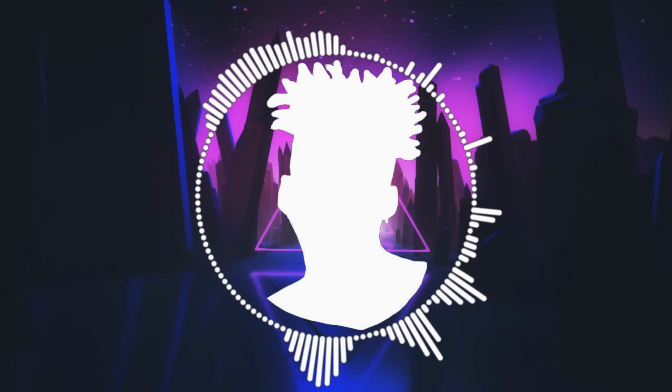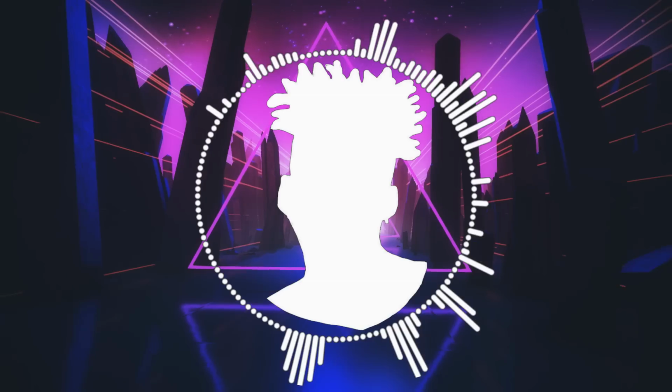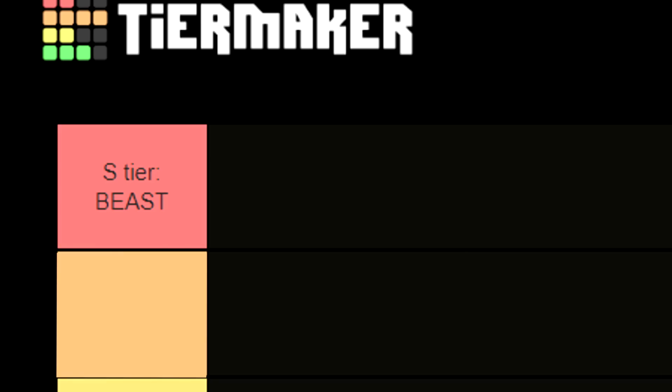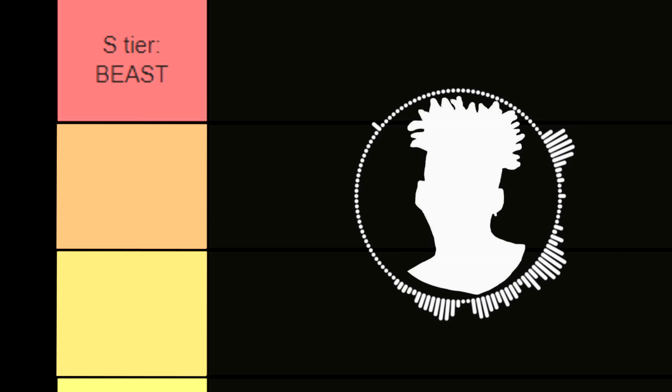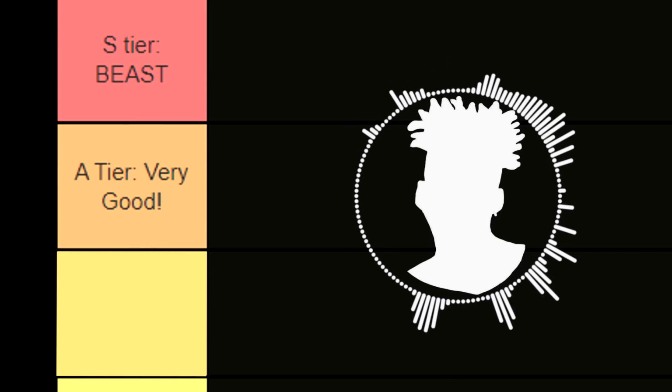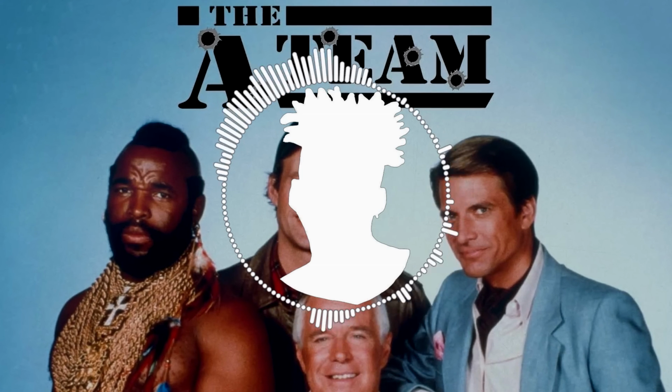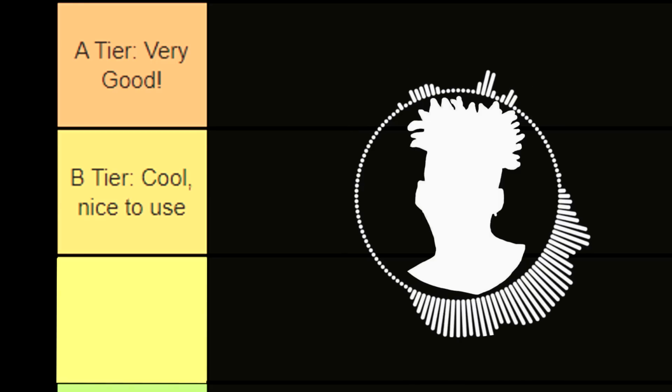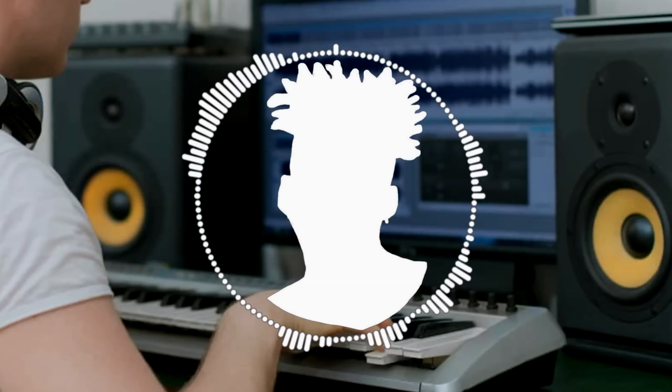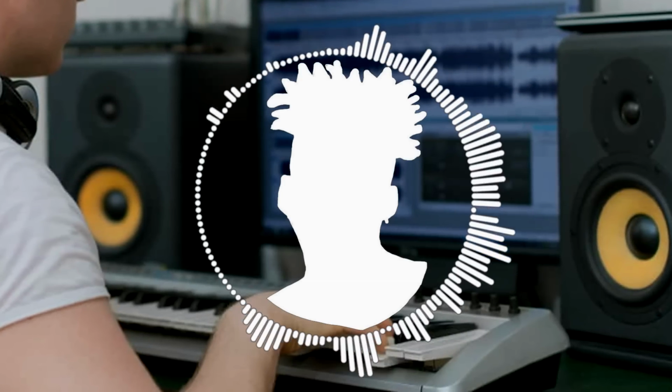So my tier list sections are very simple. It's going from S tier to D tier. S tier, at the top, Beast, my favorite plugins. These are the best plugins that FL has to offer. A tier, very good. Self-explanatory, definitely plugins you should use, but they do have some minor setbacks sometimes. B tier, cool, nice to use. These are plugins that work for everyday use, but I might pick something else over them occasionally.